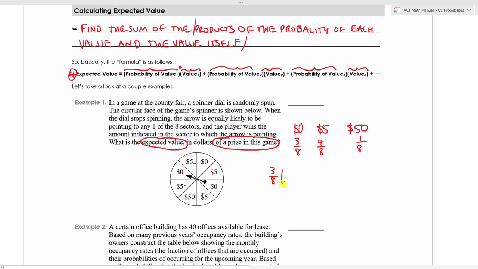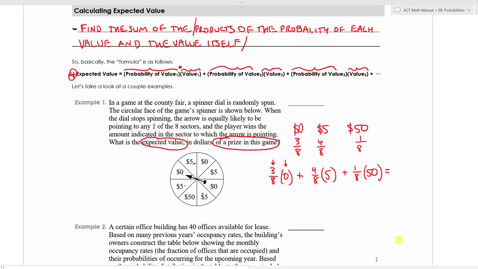So by the formula that we just talked about, what we would do here is the probability of getting a 0 times the 0. Again, that's the probability of a value times the value itself. We add that to the probability of getting a 5 times the 5 itself. We add that to the probability of getting a 50 times the 50 itself.